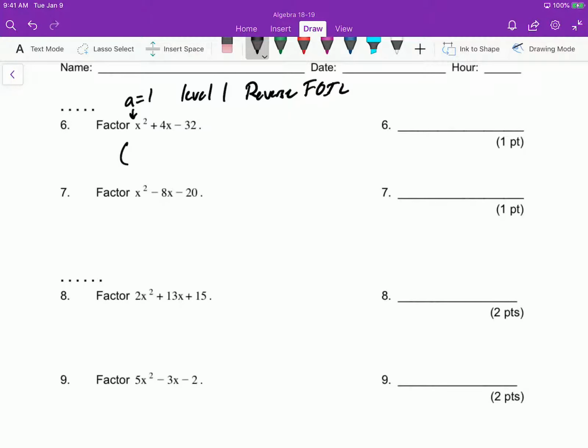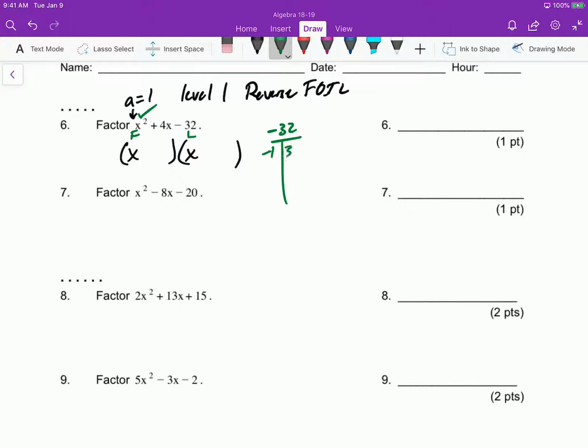So I know I can instantly go x and x. And now I got to think about, right, so that is my F in FOIL is done. The F is good. Well, then actually we go to the end in FOIL, the L, and we know that it has to multiply to be negative 32. Well, the problem is there's a whole bunch of options.